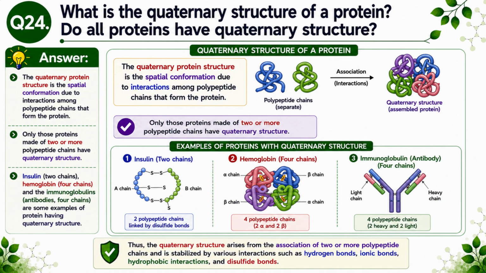Question number 24. What is the quaternary structure of a protein? Do all proteins have quaternary structure? Answer. The quaternary protein structure is the spatial conformation due to interactions among polypeptide chains that form the protein. Only those proteins made of 2 or more polypeptide chains have quaternary structure. Insulin, 2 chains, hemoglobin, 4 chains, and the immunoglobulins, antibodies, 4 chains, are some examples of proteins having quaternary structure.